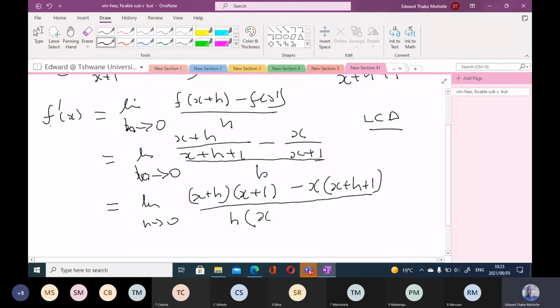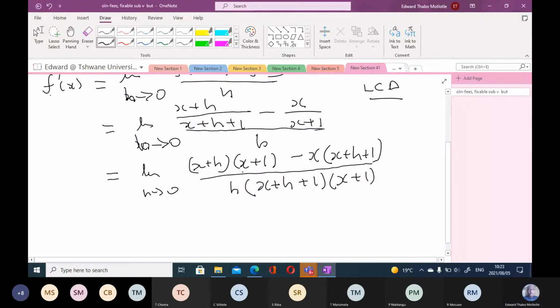So it simplifies to this. I don't know if you get it. Now the only thing that remains is for me to simplify this expression. So we have x squared. I'm taking off the brackets: x squared plus x plus xh plus h minus x squared minus xh minus x, all over h multiplied by (x plus h plus 1)(x plus 1).